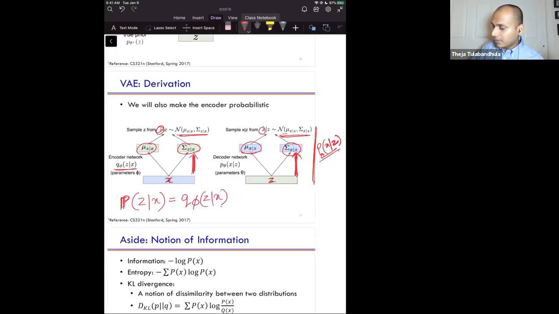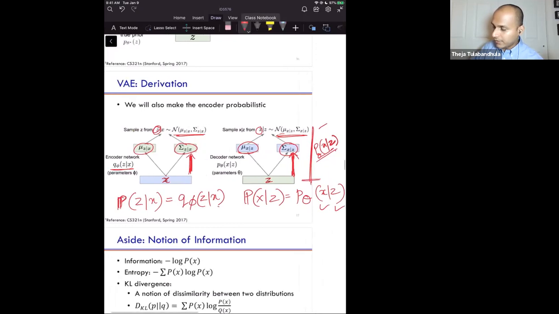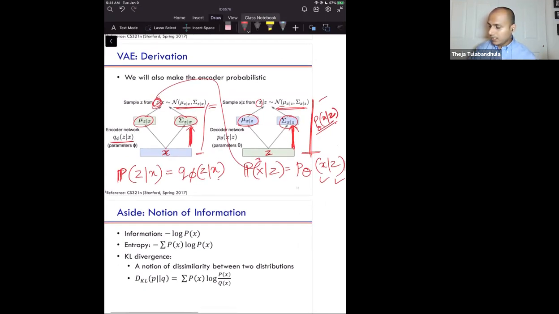Similarly, the probability of x given z is going to be equal to p of theta, where theta are the decoder parameters, of x given z. X is a random variable. In this figure z is fixed, and in the other figure z is a random variable given x. So those are the two parts, and you can see how they're related: this part is going to produce a z, and that's going to be fed into the next part.